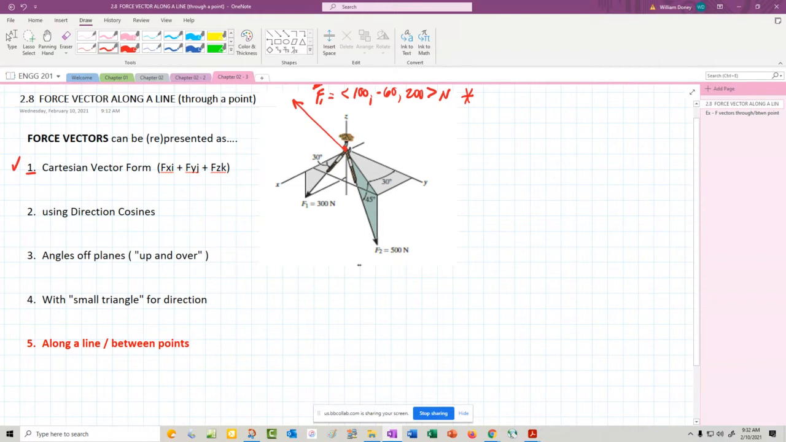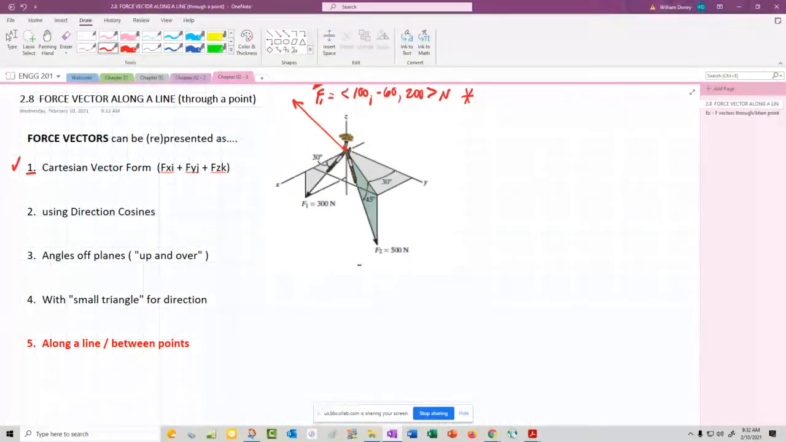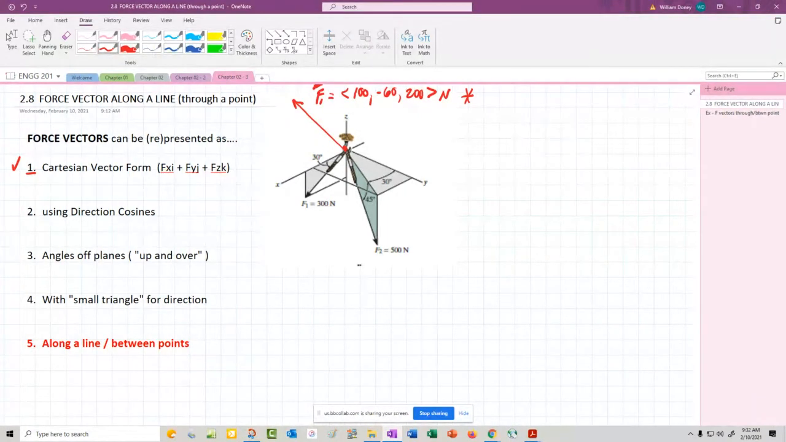And after this unit and after this first test, the book is going to assume you know how to get those. So it's not going to ask you to find the force in Cartesian vector form. It's basically going to start right from that. So definitely need to know how to do this.